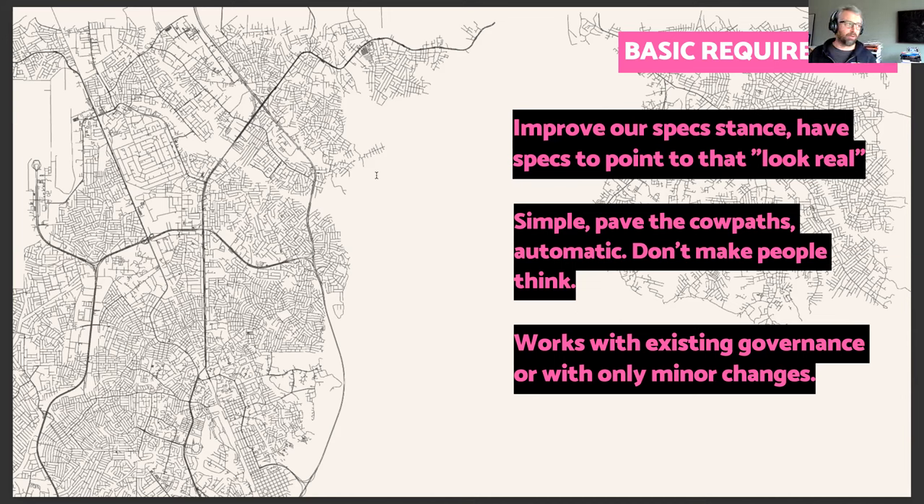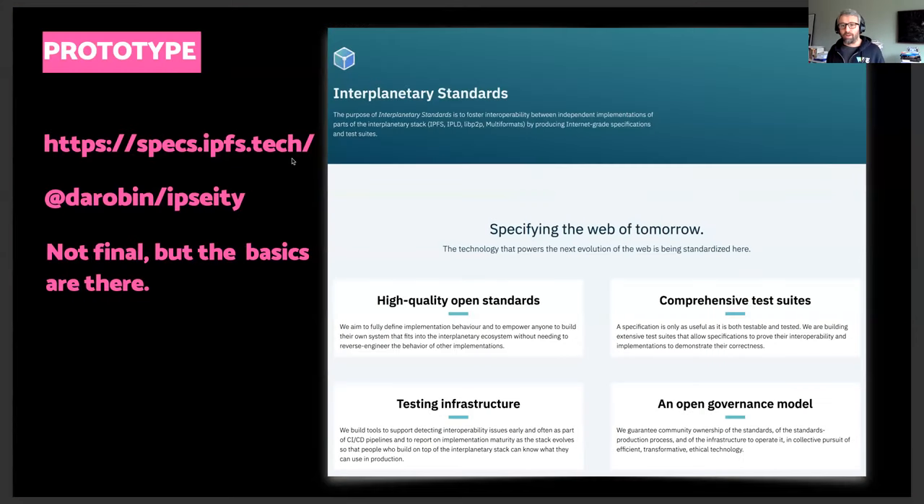The idea is that none of this should be an imposition or pain on anyone working on this. It should be really easy. So as much as possible, reuse the existing content and format, make things automatic, and don't make people think. If you know Markdown, you learn a little bit of syntax sugar for a few things, and you should be good to go. Also, the idea is not to disrupt the current governance systems. If they need to be improved, that should happen separately. I made a prototype. It's up at specs.ipfs.tech. There's nothing wonderful there. It's just examples of how this could work. The code is available on GitHub at darbin/ipcet. This is not at all final, but I think the prototype shows that it works and is good enough to ship.